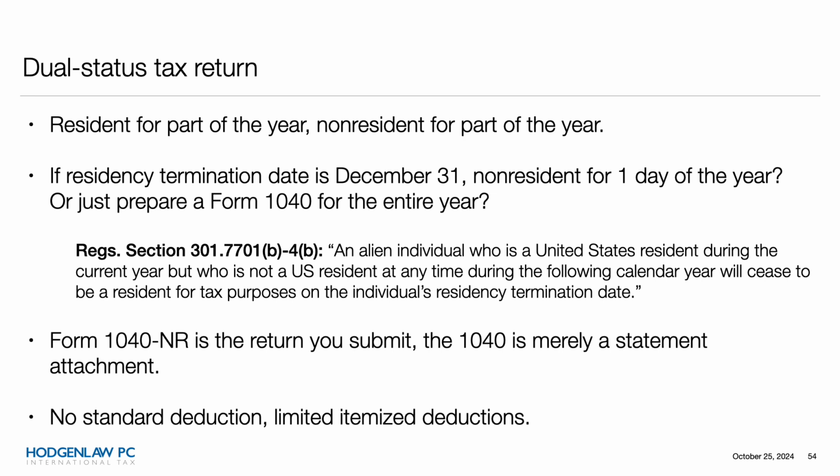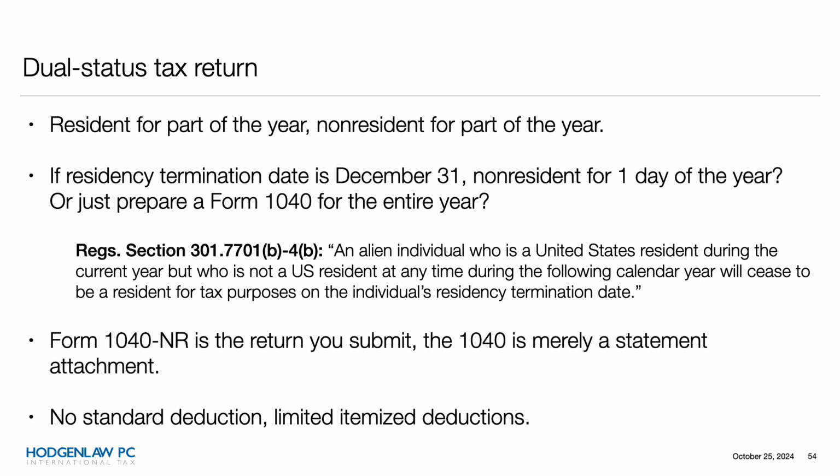The rule in the regulations, I don't think, makes this a lot clearer. It says an alien individual who's a United States resident during the current tax year, but who is not a U.S. resident at any time during the following calendar year, will cease to be a resident for tax purposes on the individual's residency termination date. So are you a non-resident on your termination date, or do you continue to be a resident through the termination date and then the next day you're a non-resident? I don't think this is super clear. If anyone is aware of anything that clarifies this, I would appreciate if you could point me in that direction, because I've always been a little uncertain about this.